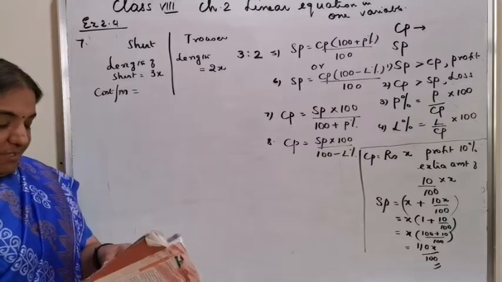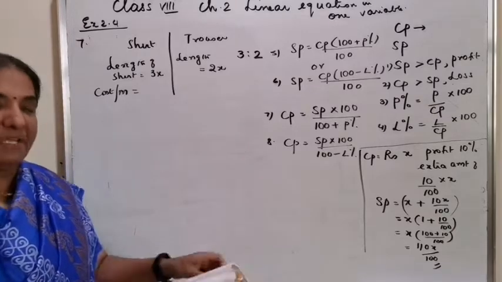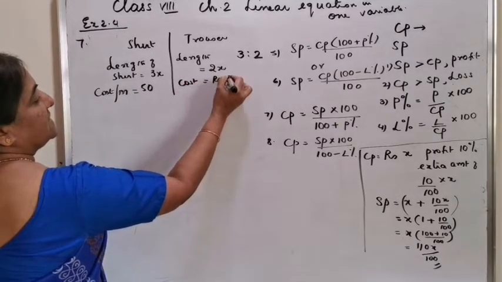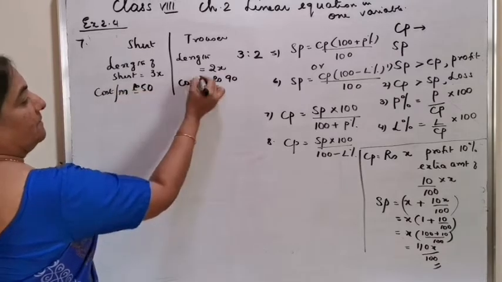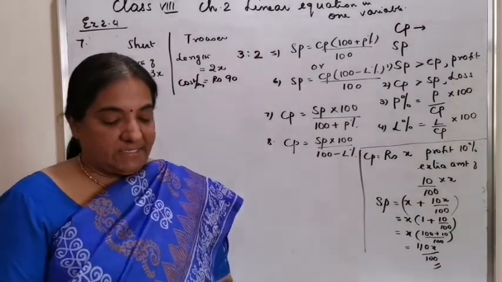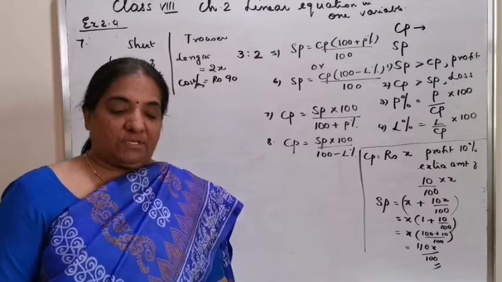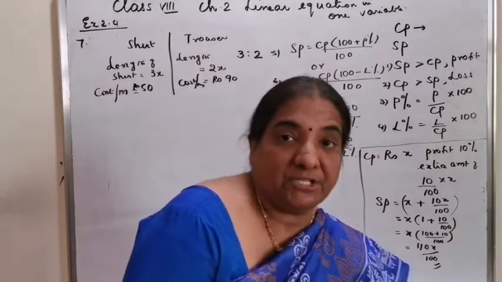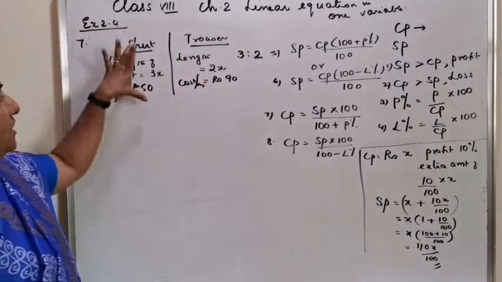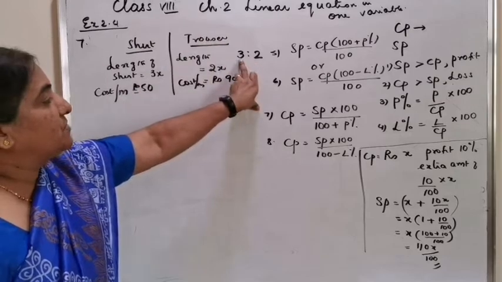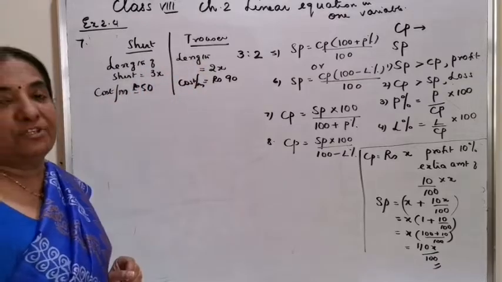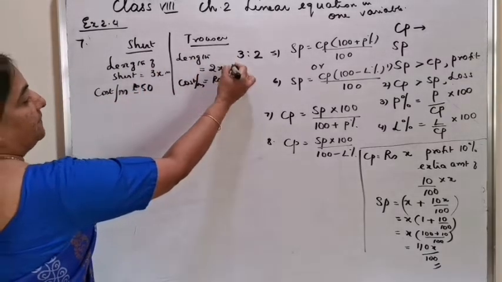What is the cost per meter of shirt? For shirt, it is 50 rupees, and for trouser its cost is rupees 90 per meter. And now, he sells the material, and the total sale is given to you. Now the calculation goes. There are two types of material, one for the shirt and one for the trouser. Now the ratio is given as 3:2. So let the length of the shirt material be 3x meter, and the length of the trouser material be 2x meter.